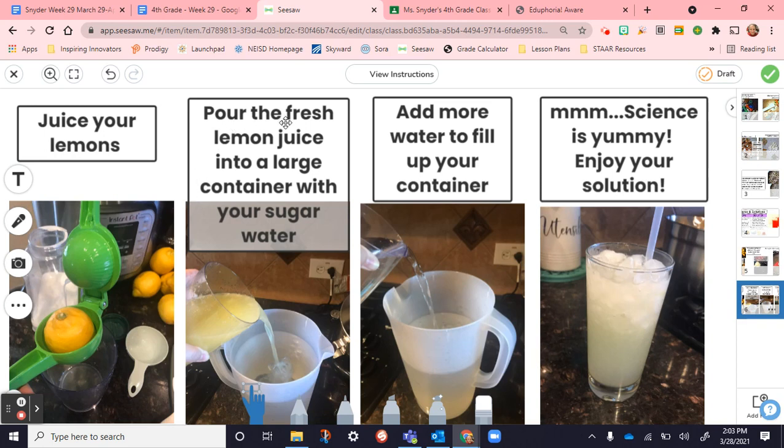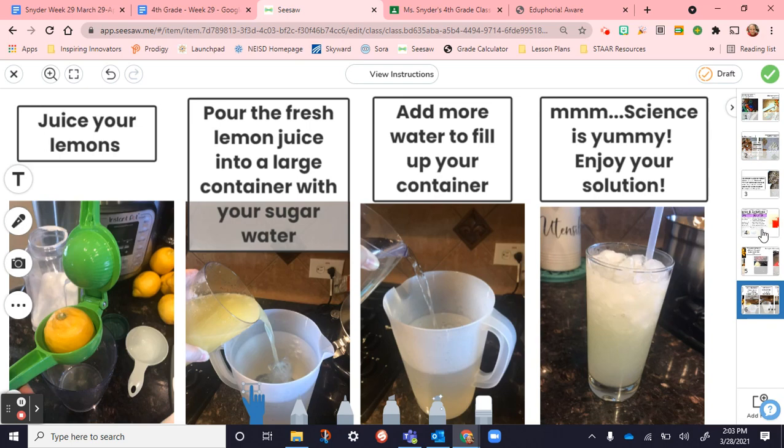Then you're going to pour that fresh lemon juice into a large container, and this is going to have your sugar water and your lemon juice. And then, if you've got some room, go ahead, fill it up all the way with water, grab some ice in a cup, and then enjoy your solution. And so I hope you try it.